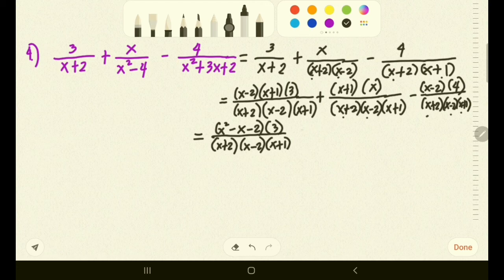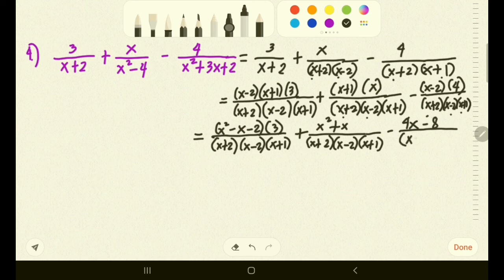Plus x times x, that's x squared. 1 times x, that's x. Over x plus 2 times x minus 2 times the quantity of x plus 1. Minus x times 4, that is 4x. Negative 2 times 4, that's negative 8. Over x plus 2 times the quantity of x minus 2 times the quantity of x plus 1.